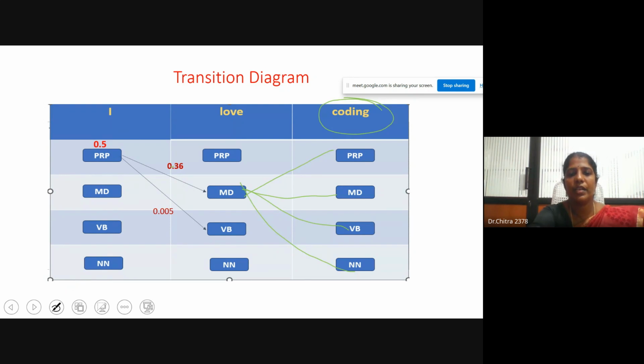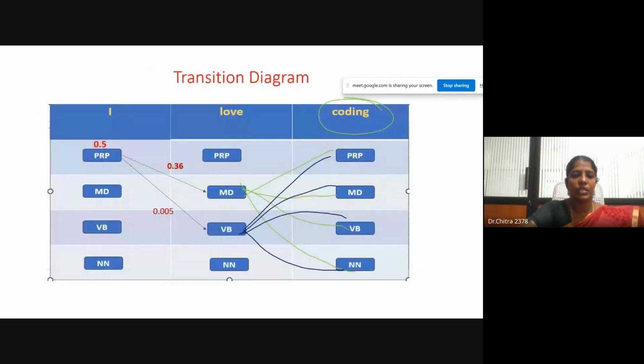VB is also there. There is a path for VB: VB to PRP, VB to MD, VB to VB, and VB to NN. Before calculating these, find the emission probability. If the emission probability is 0, there is no need to calculate. So for the word coding, go and check the emission probability.